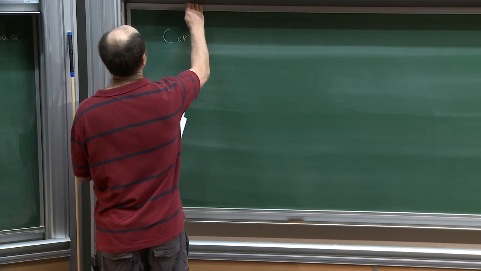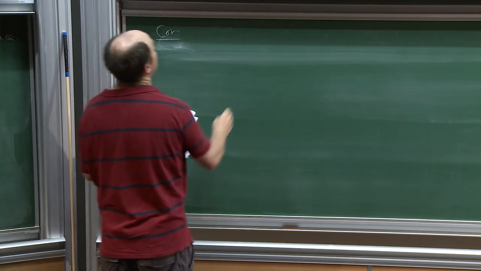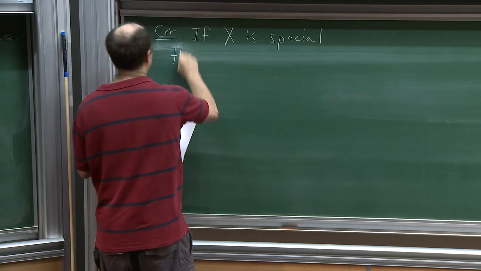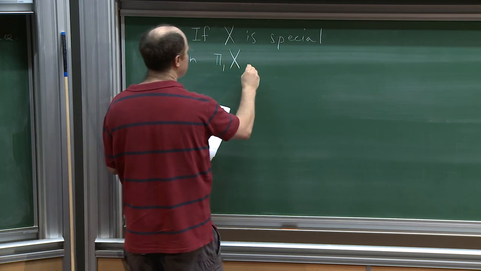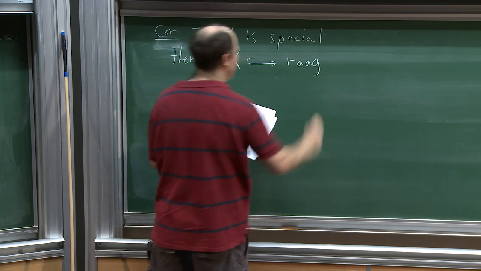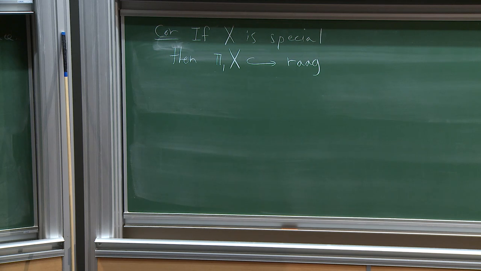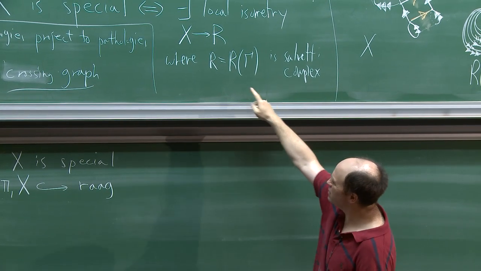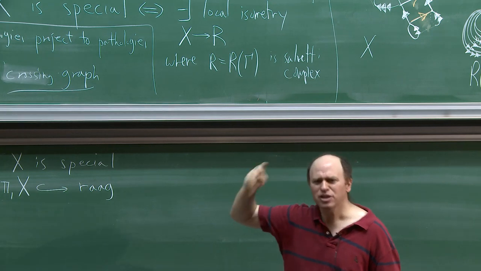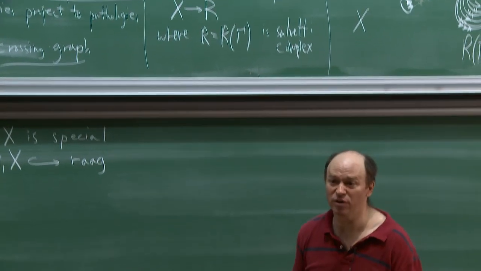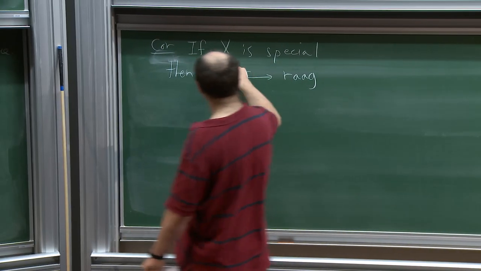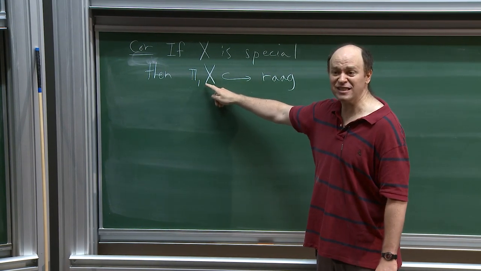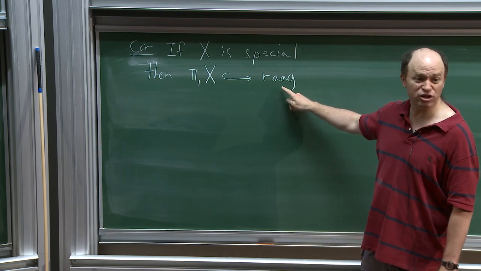What's the fantastic corollary that we can state? If X is special, then pi 1 of X embeds in a RAAG. So we have our local isometry from X to this Salvetti complex. The fundamental group of the Salvetti complex is this right-angled Artin group, which is a very trivial-looking group: a bunch of generators, and some of them commute. So if you manage to find a cube complex that is special, its fundamental group is somewhat reasonable. It's at least a subgroup of something that you might understand.